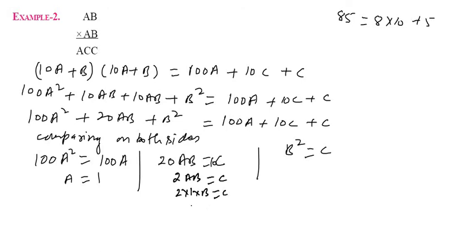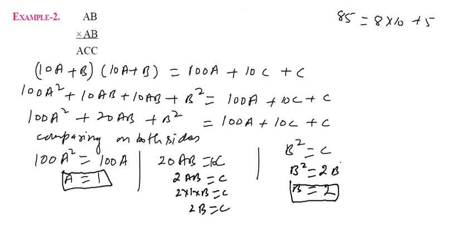So 2B is equal to C, and the last one is B square is equal to C. Now you can put B square is equal to C. So C is equal to 2B, you can put here. So B square is equal to 2B. Now B is equal to 2. So the value of B is 2, and A is 1. And what about C? Now you can put the value of B: C is equal to 2 square, that means C is equal to 4.